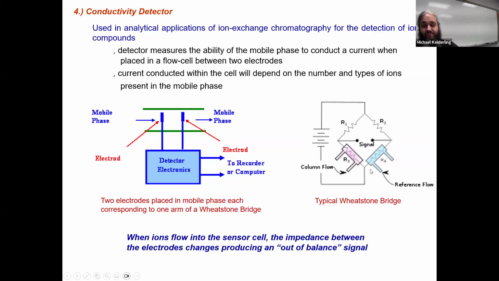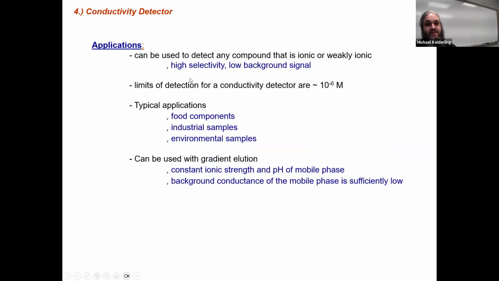You're running a current through the sample, and you're comparing it to a reference flow. So two electrodes placed in the mobile phase each correspond to one arm of a Wheatstone bridge over here. And the impedance between the electrodes changes, producing an out of balance signal here, which can be easily detected. It can be used to detect any compound that is ionic or even weakly ionic, has high selectivity, low background signal. Limits of detection are around 10 to the minus 6 molar.